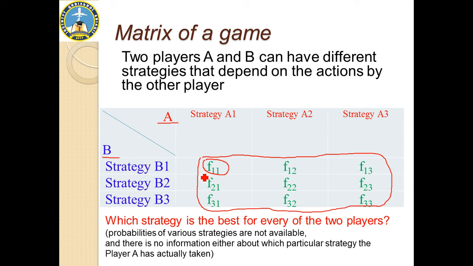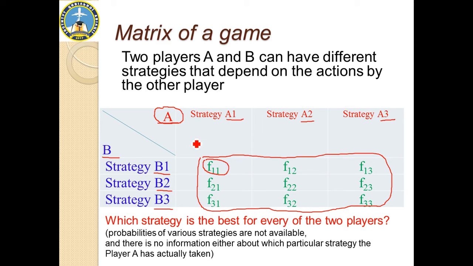So the matrix is organized as follows. We have different strategies, or different decision-making options, available for two players. Player A has his strategy A1, strategy A2, strategy A3. Player B also has three strategies available, but that's not always the case. Both players can have a different number of strategies available to them.